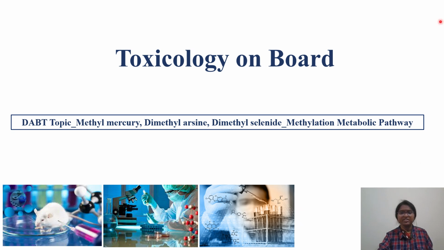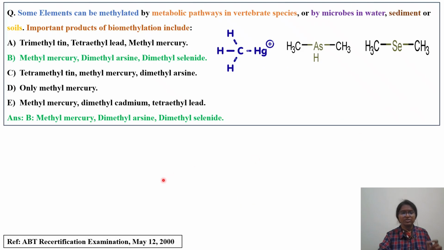Today in this video we'll be discussing another important DABT topic, that is methyl mercury, dimethyl arsine, dimethyl selenide, methylation, metabolic pathway. So let's directly dive into the question. This question was taken from the ABT recertification examination, May 12, 2000.